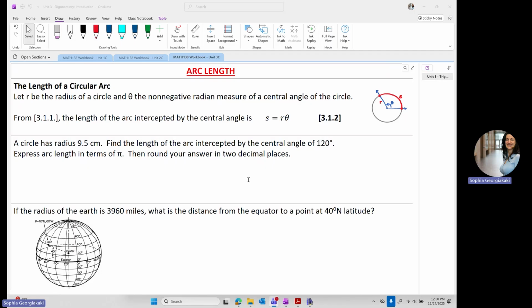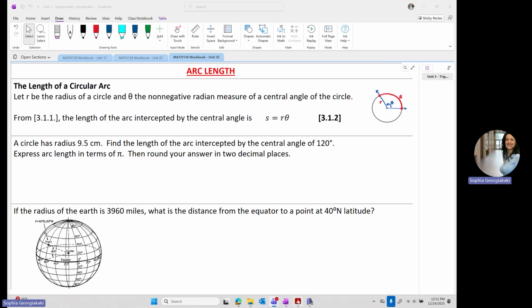We learned that the definition of the radian measure is that an angle theta in radians will be the length of the arc that subtends on the circle through that central angle divided by the length of the radius. And now if we solve that equation for S, we will find the length of the arc intercepted by the central angle theta, theta being in radians. So we want to use that formula.